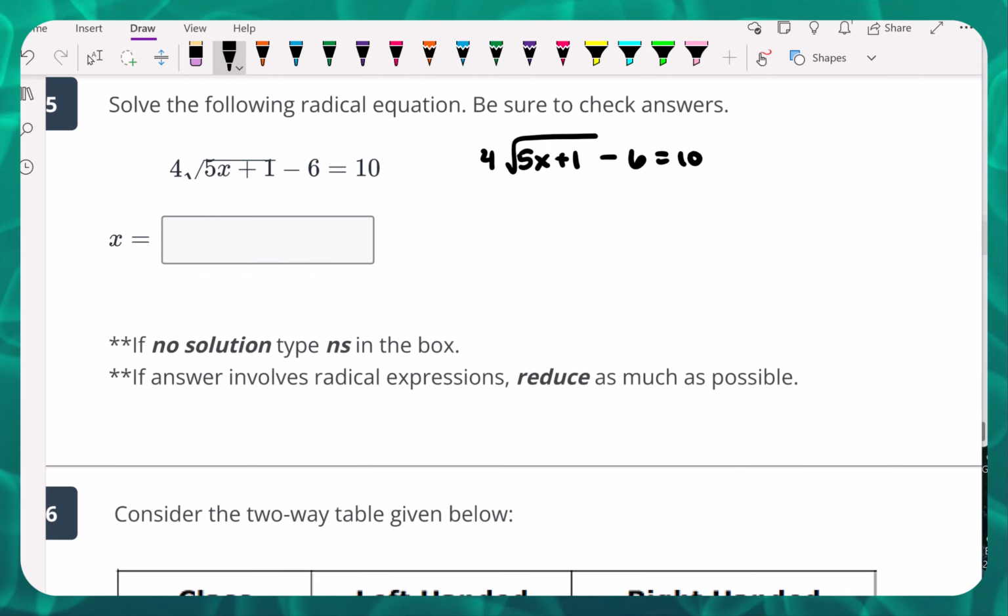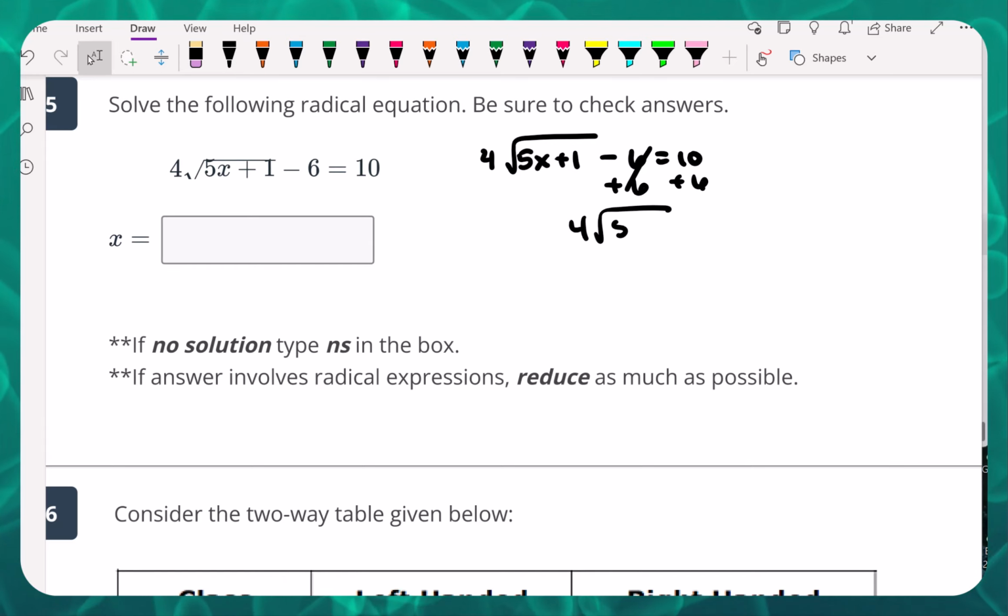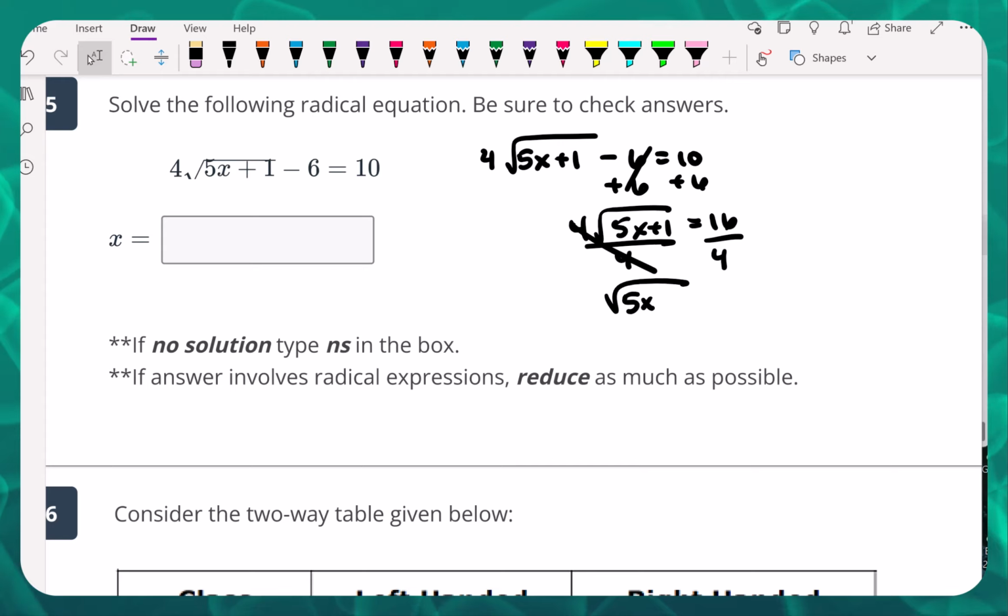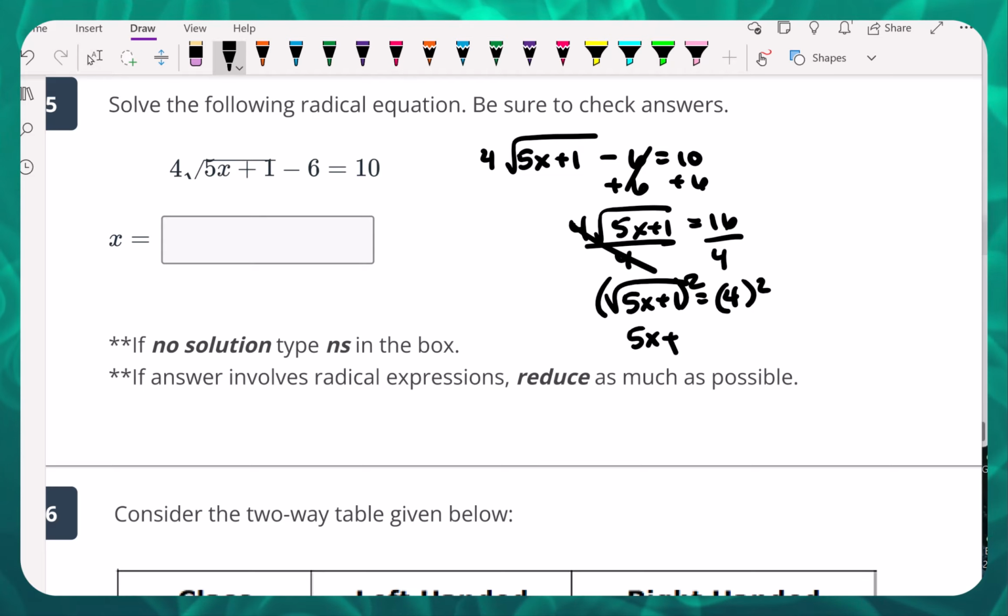Okay, question number 5 is asking you to solve the radical equation. So I'm going to go ahead and start by adding 6 to both sides. Then you have to divide by 4. The reason I'm doing this is because you want this square root to be isolated. And now that it's isolated, you can square both sides. Squaring a square root cancels it out. 4 squared is 16.